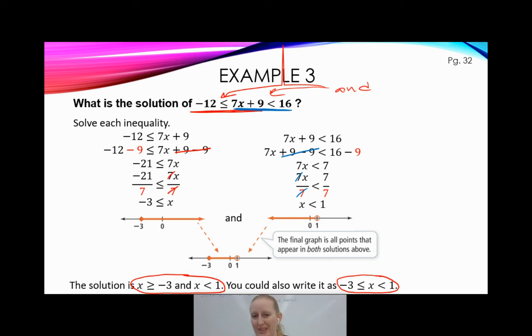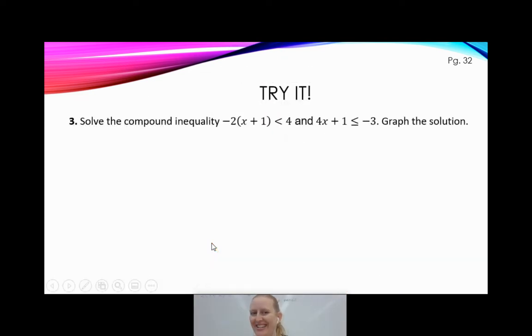So, with this in mind, I would like you to do the try it problem. Number 3, just below example 3 on page 32, I would like you to solve the compound inequality. -2 times the quantity x plus 1 is less than 4, and 4x plus 1 is less than or equal to -3. Don't forget to graph your solution. Go ahead and hit pause to work this out. Hit play when you're ready to check your work.